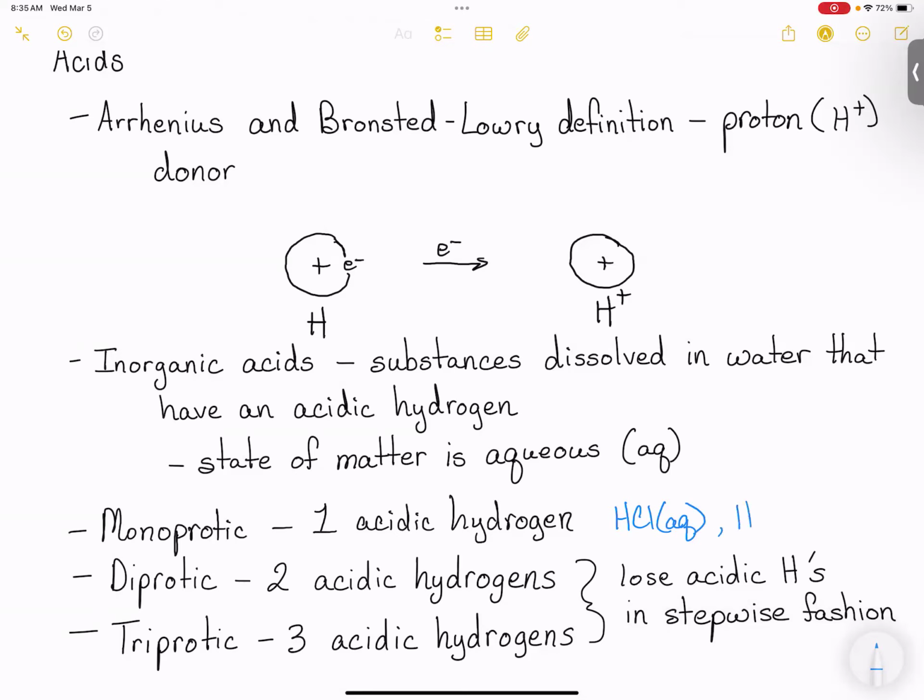or HC2H3O2 aqueous. These are examples of monoprotic acids. A diprotic acid is going to be a substance that can lose two acidic hydrogens. And a triprotic acid can lose three acidic hydrogens. Now, with the diprotic acid and the triprotic acid, this dissociation occurs in a stepwise fashion, meaning we're going to lose one hydrogen at a time.